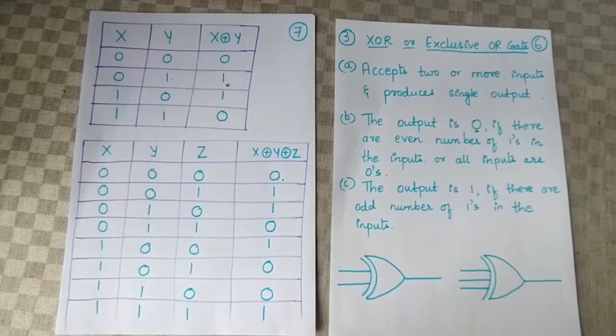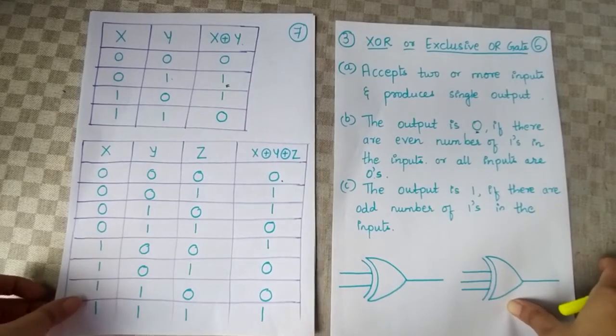So this is how the exclusive OR gate works. So even exclusive OR gate is going to take 2 or more input signals, but it produces only one output signal. It is going to give you the output 0 if even number of ones are there in the inputs or if all the inputs are zeros. It is going to give the output as 1 if odd number of ones are there in the inputs. Okay. So this was about the exclusive OR gate.